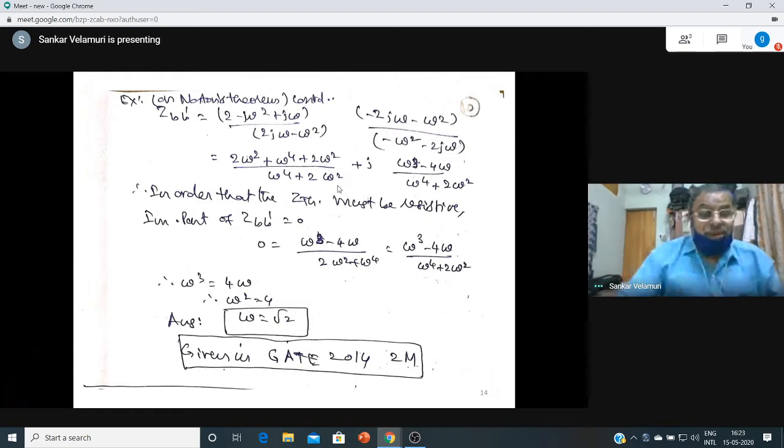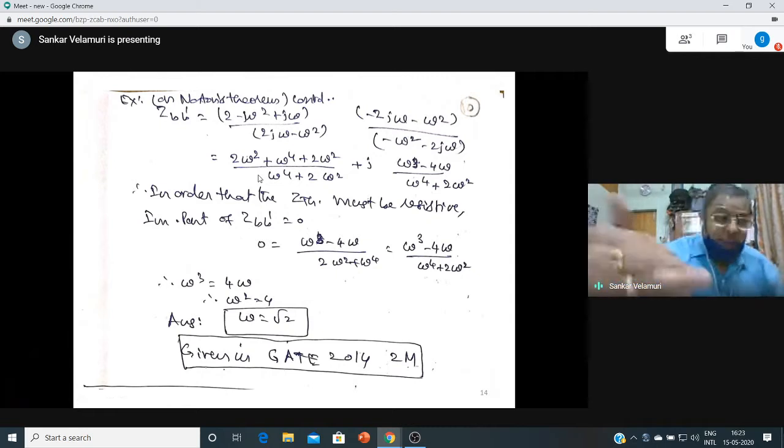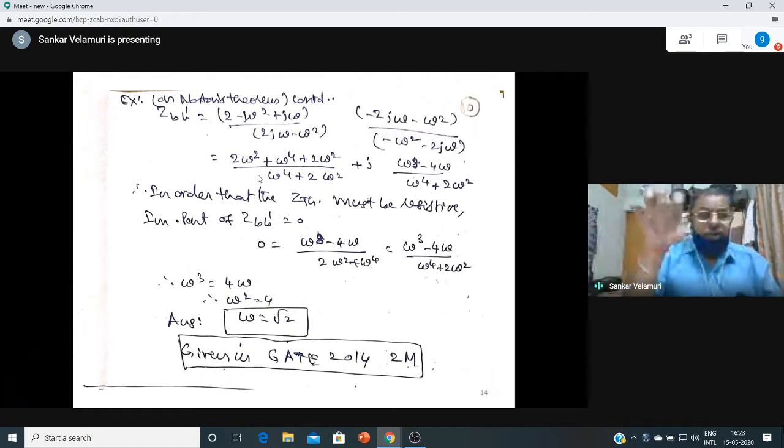If you find the total, you know the total circuit is not under resonance condition. You should not get confused with this, because as viewed from the terminals B and B', the circuit should be behaving as a purely resistive impedance. The imaginary component of the impedance, that is the reactive component, must be made equal to 0. By multiplying this complex conjugate pair, you get this simplification: omega cube minus 4 omega by omega power 4 plus 2 omega square. So the numerator is equal to 0, omega cube equals 4 omega, omega square equals 4, omega equals root 2. This much of the solution is to be obtained for simplifying these things.